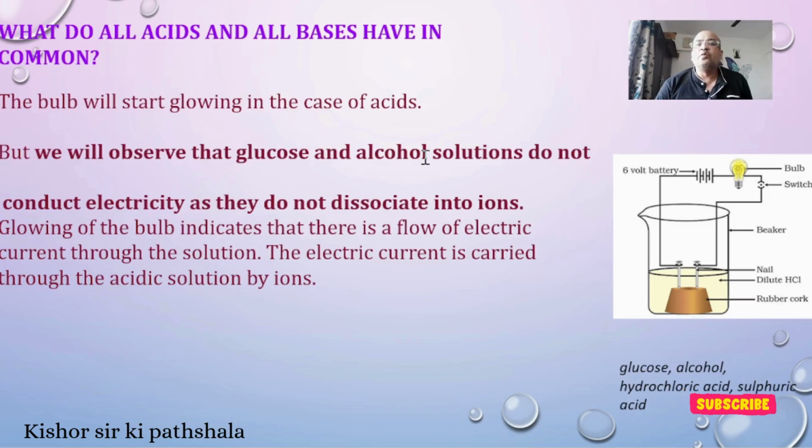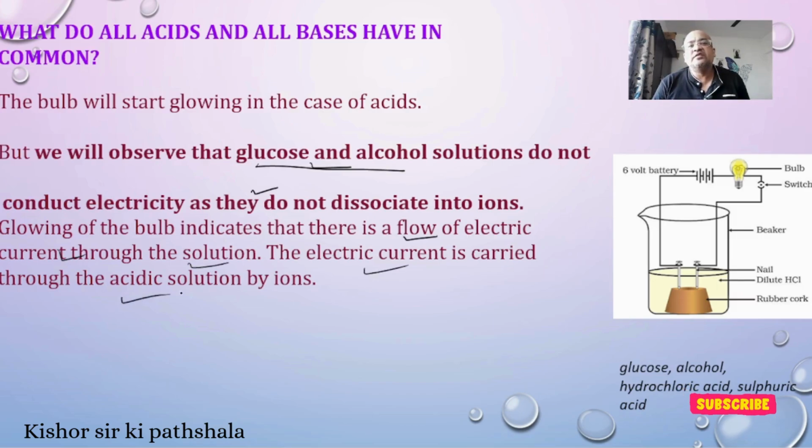Now, if you put glucose and alcohol solutions, you will see that they will not conduct electricity, right? Why? Because they do not dissociate into ions. This one, glucose and alcohol, they do not dissociate into ions. So glowing of the bulb means what? There is a flow of electric current through the solution.